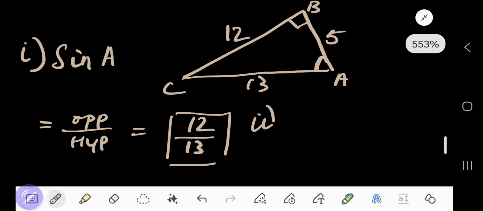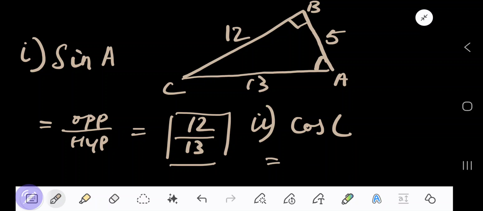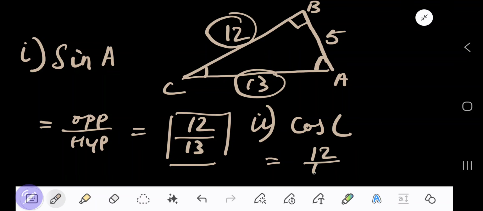Now, what is cos C? That means this angle, cos C. If you remember, cosine is adjacent by hypotenuse, right? Adjacent is 12 and hypotenuse is 13. So this will also be 12 by 13.